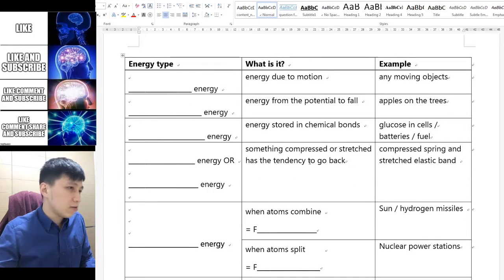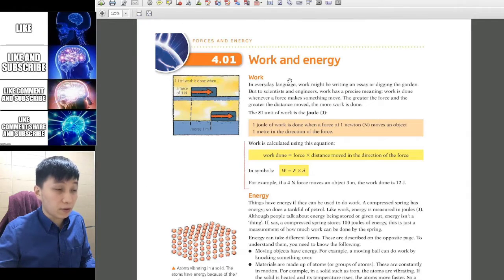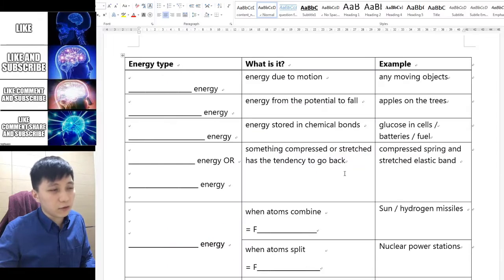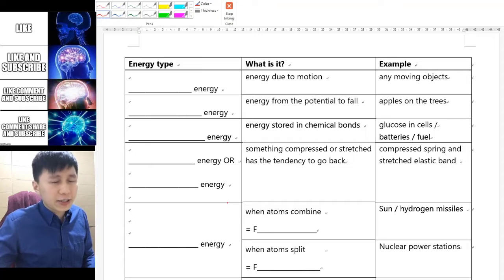You may get a reference from the textbook on chapter 4.01, or if you still cannot find out the answer, go and try to Google it yourself. So pause the video now and try it yourself. A few moments later. Okay, let's check the answer together.